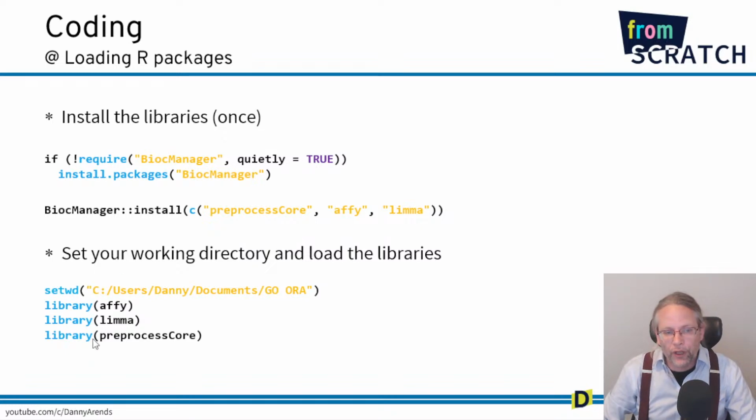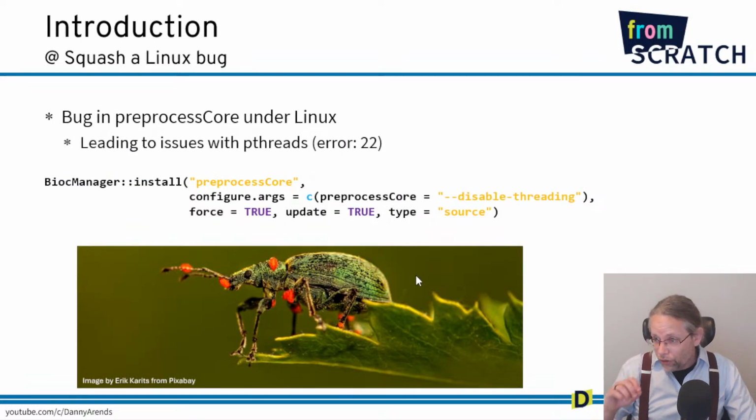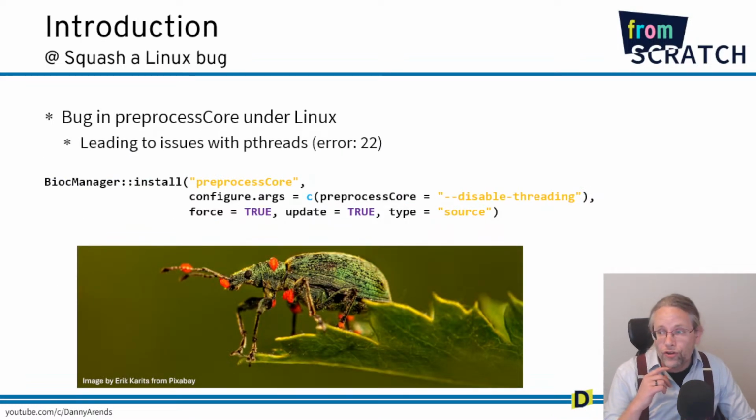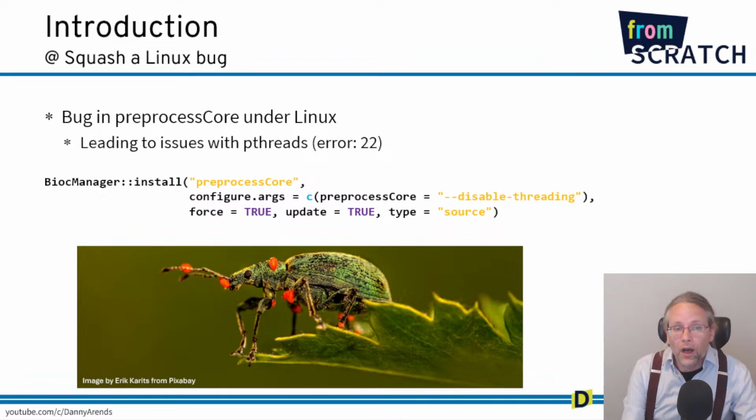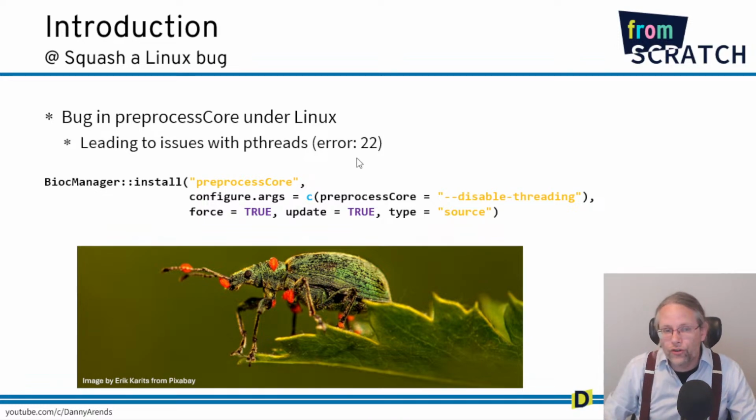But from now on, we can just start every time with the set working directory and then the 3 library calls. So like I told you guys, when I was developing the code, I was using my Linux machine at work. There's a little bug in Linux, and it leads to an issue with pthreads because the preprocessCore package tries to use all of the cores on the machine that are available. And sometimes you get an error 22. The problem there is that you have to then say disable threading.